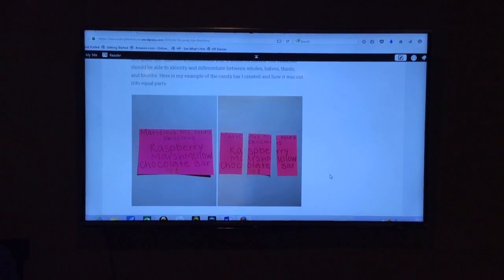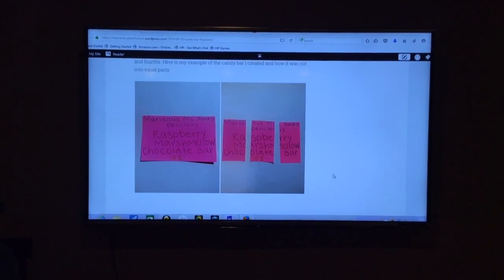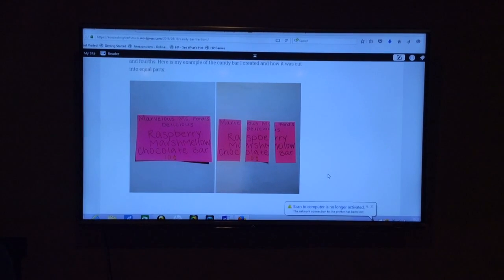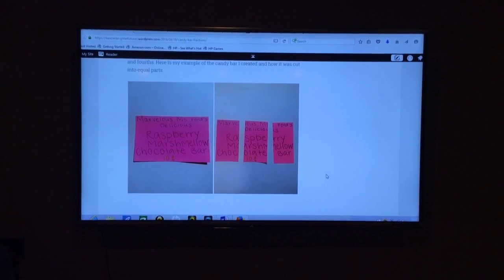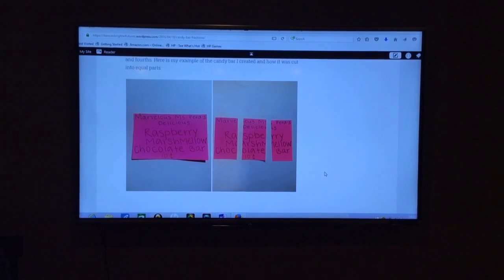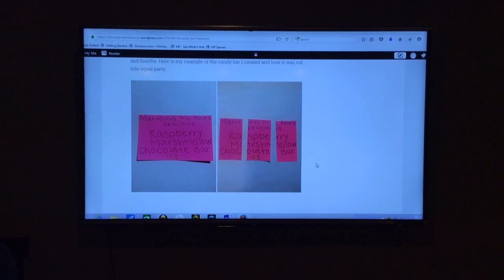So I gave an example of my candy bar that I created. So it's Marvelous Ms. Ford's Delicious Raspberry Marshmallow Chocolate Bar. And then there were 3 people in my group, so I had to cut it up into 3 equal fractions, so it's in thirds.